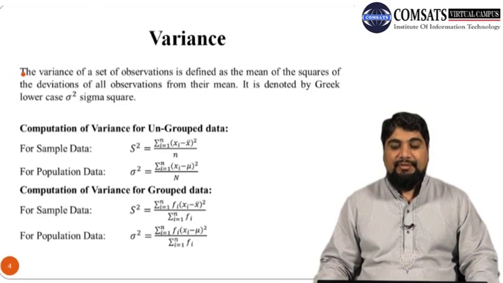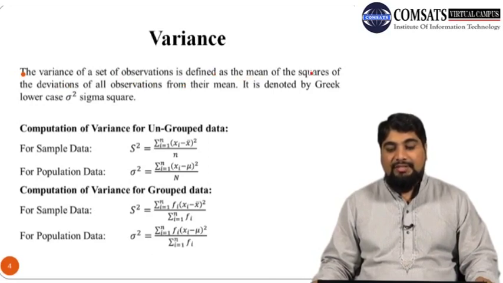So first we define the variance. The variance means the spread. So the variance of a set of observations is defined as the mean of the squares of the deviations of all observations from their mean. So we need to take deviations from the mean. Remember that the deviations from the mean are obtained by subtracting the mean from each of the observations.